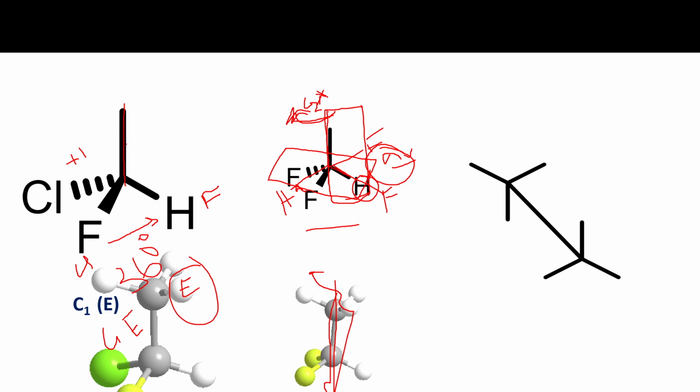So in this case only a sigma plane is present. If there is no C2 axis and only sigma is present, then we can call this point group Cs.